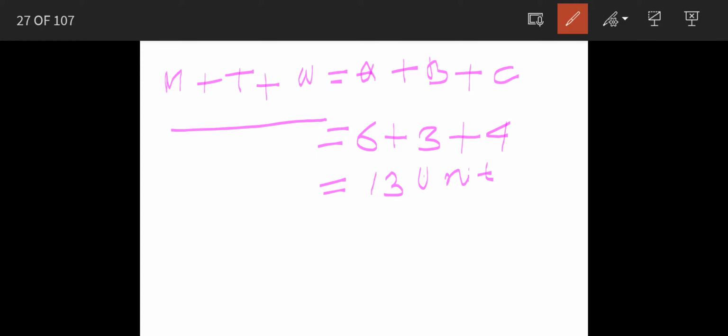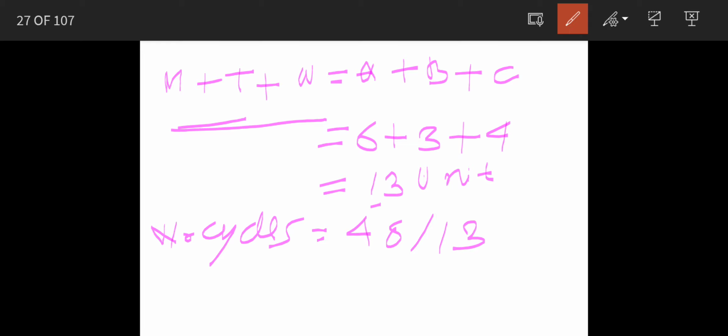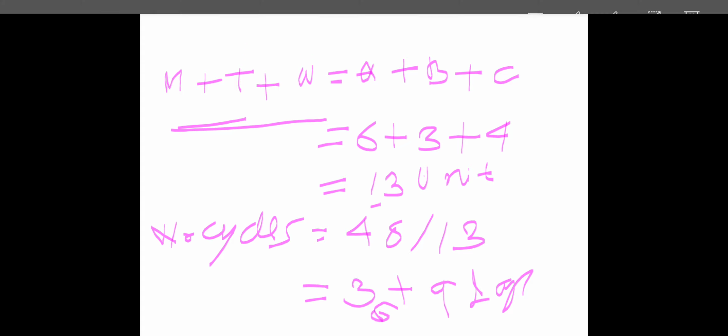And so how many cycles are required? Number of cycles of 3 days required. Total work is 48, and in 3 days we are doing 13 units, so divided by 13. So that means 13 threes are 39, so 3 cycles plus 9 days. I'll write here: 3 cycles plus 9 days are required to complete the work.